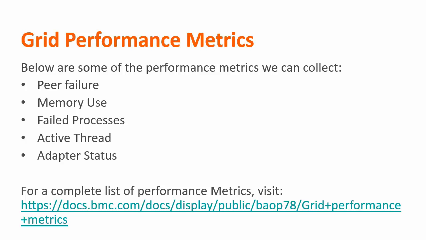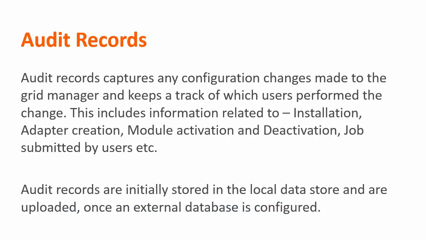Now let's see what audit records are. As the name suggests, audit records are used for auditing purposes. Audit records capture any configuration changes made to the grid manager and keep track of which user performed the change. This includes information related to the installation, adapter creation, module activation and deactivation, jobs submitted by users, etc. This information is captured by the grid since the installation and is initially stored in the local data store. Once an external database is configured, the information is then uploaded to it.